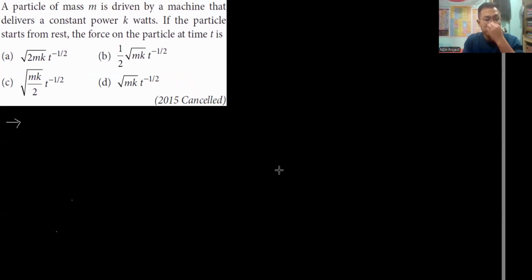So question 57: a particle of mass m is driven by a machine that delivers a constant power k watts. Power P is equal to k watts. The mass is m. The particle starts from rest, so u is equal to 0. The force on the particle at time t. Force at time t is equal to what?